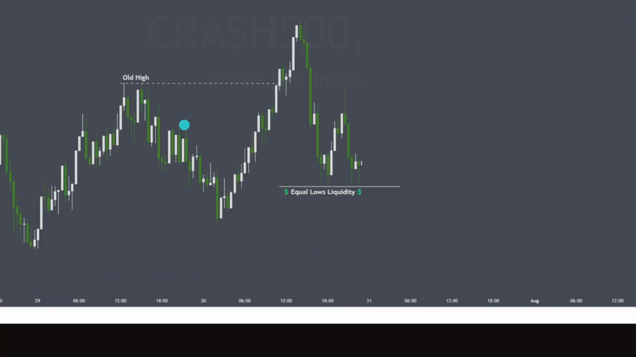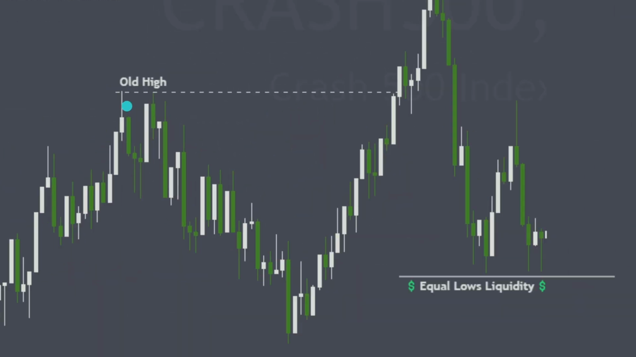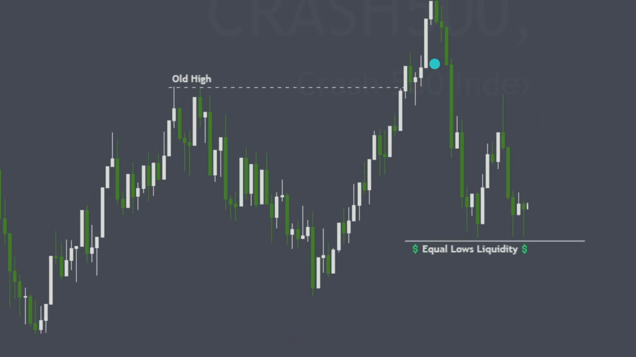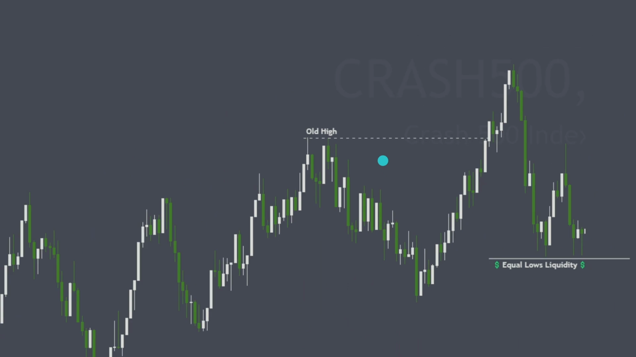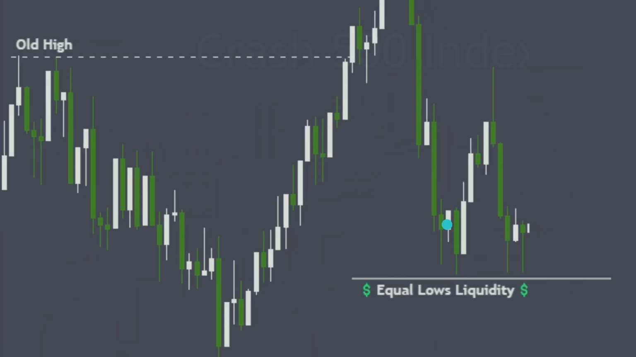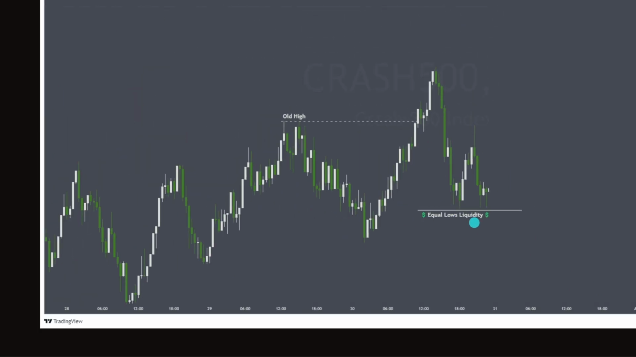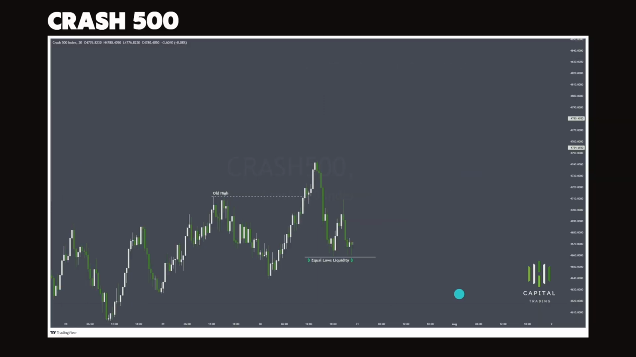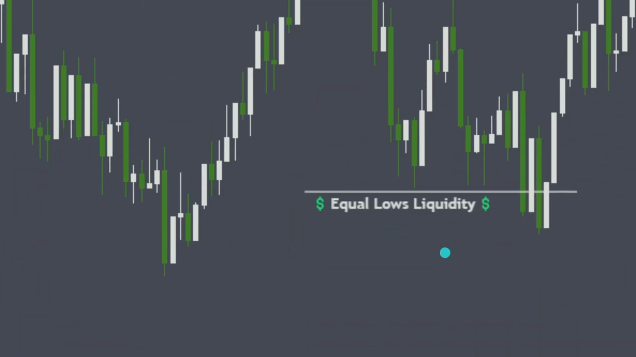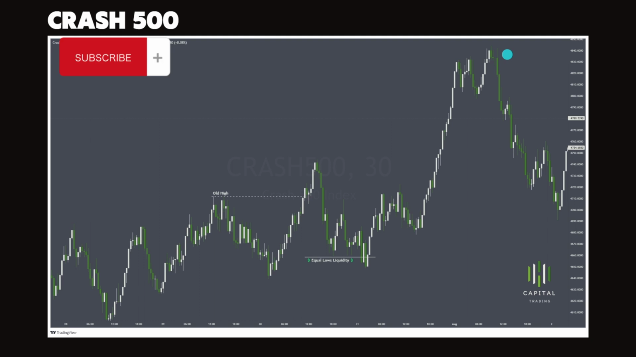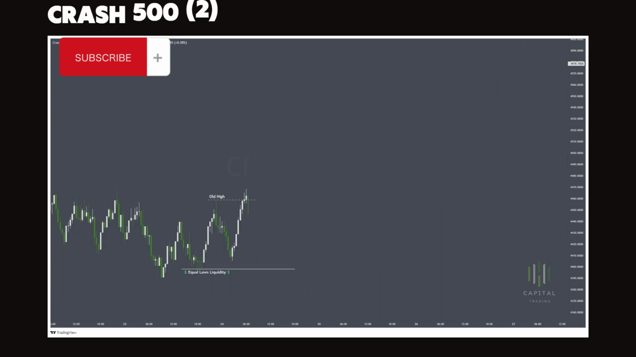Let's look into crash 500. Our first example: we had this old high here, price went down and then pushed to the upside, took out this old high, right? And then dropped, and then we had these two equal lows. So you want to see if price is going to drop below these two equal lows. And that's what happened. We had price taking out these two equal lows, dipping into them, and then pushing to the upside. So that's how they managed to exploit equal lows liquidity.